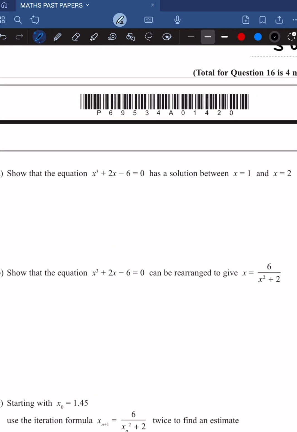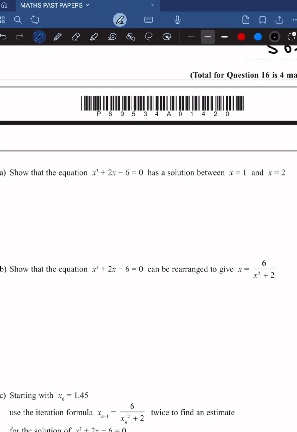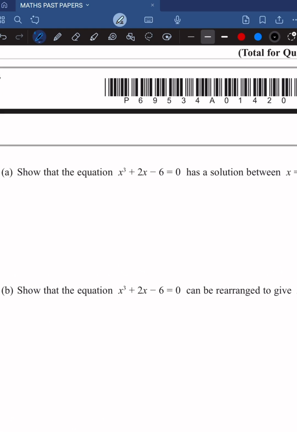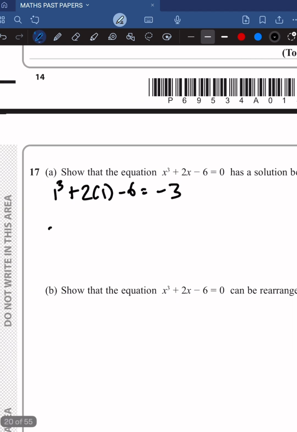Nice, next question. Show that the equation x cubed plus 2x minus 6 equals 0 has a solution between 1 and 2. Now, if there's a solution, there's going to be a change in sign. I already know that. So first, let's sub x as 1. So 1 cubed plus 2 times 1 minus 6, and of course 1 plus 2, which is 3, 3 minus 6 is minus 3. If it was 2, it would be 2 cubed plus 2 times 2 minus 6. So it's going to be 8 plus 4, which is 12, minus 6, which is 6.